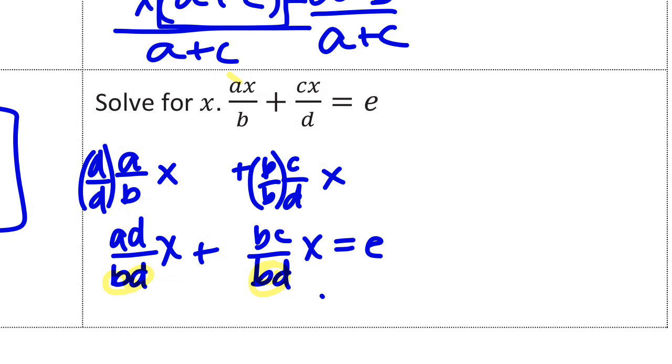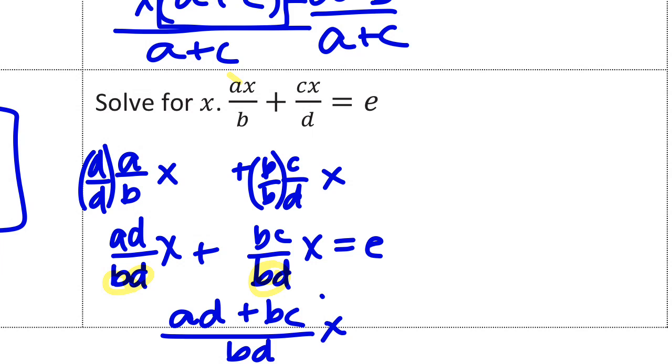So I'm going to rewrite this as ad, sorry, I wrote that wrong, ad plus bc on top of bd, x equals e. Okay, now this may look more complicated than our last fraction, but it's still just a fraction. So if I want to get rid of it, I can multiply by its reciprocal. So I'm going to multiply by bd on top of ad plus bc.